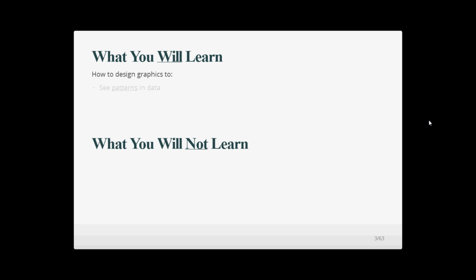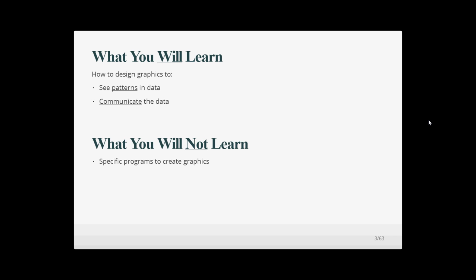In this presentation, you will learn how to design graphics that will enable you to see patterns in data, and secondly, that will allow you to communicate the data. You will not learn specific programs to create graphics, such as R or MATLAB, or how to use Excel. That topic is too immense to cover in a short period of time, such as this.